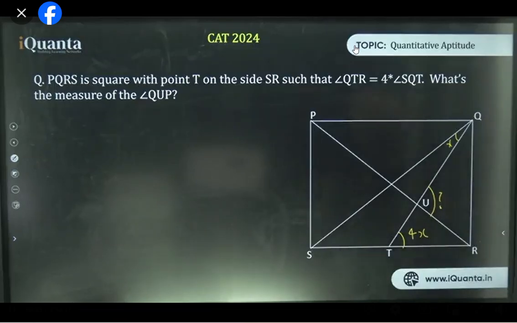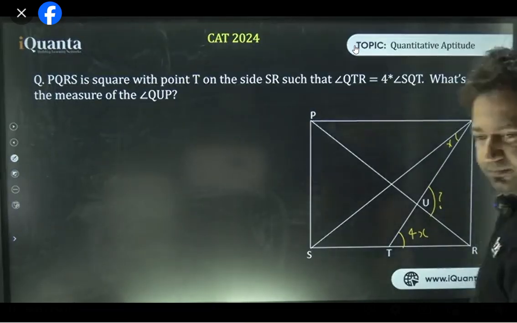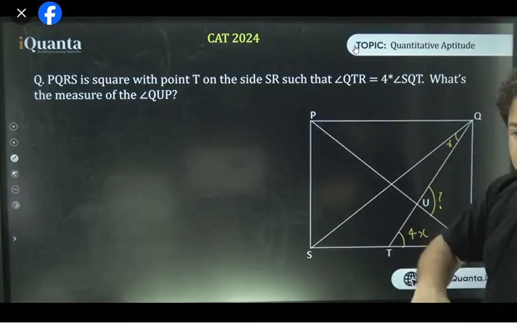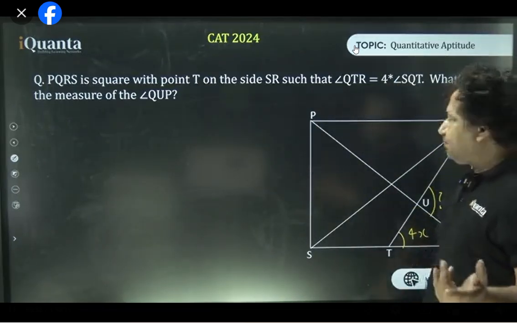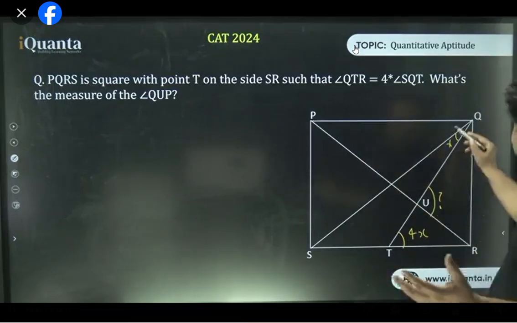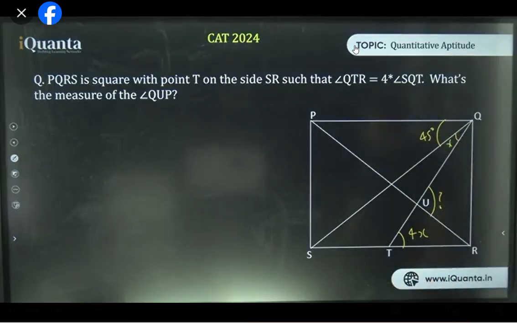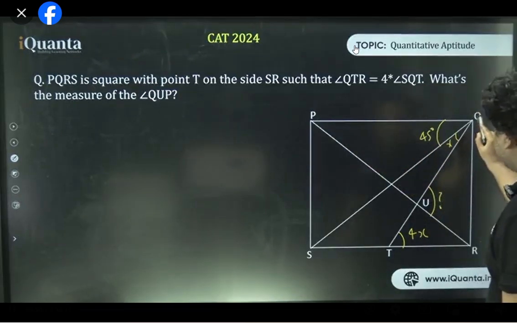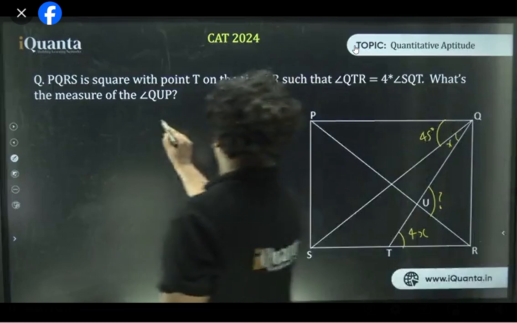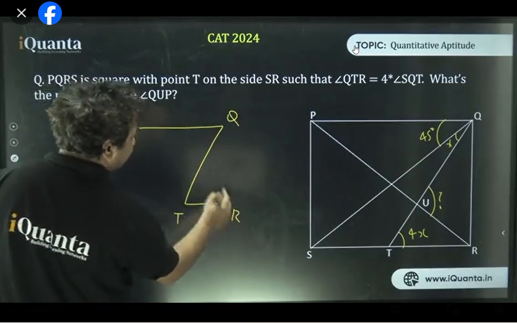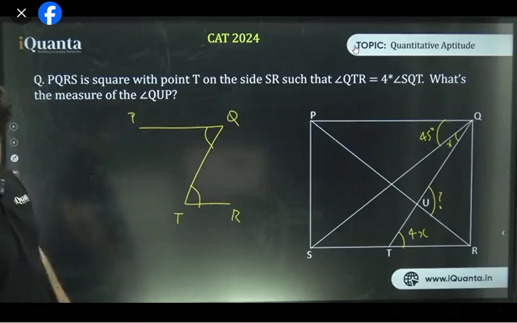Perfect. So tell me something, everyone. This is a square and PR and SQ are diagonals, yes or no? PR and SQ are diagonals, and in a square the diagonals bisect the angles. So this is 45, right? This is 45. And from PQ, if I go to QT like this, see, PQ and TR are parallel. So these two angles are alternate, isn't it?